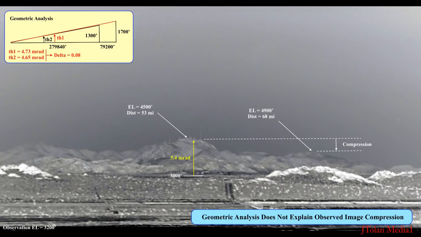So the geometric analysis does not explain the observed image compression. Something else is going on. And that's the exciting part, folks. That's the really exciting part. So what's really going on? Well, as you probably guessed it, there is some refraction that's occurring. But is it only atmospheric? Or is there something else?